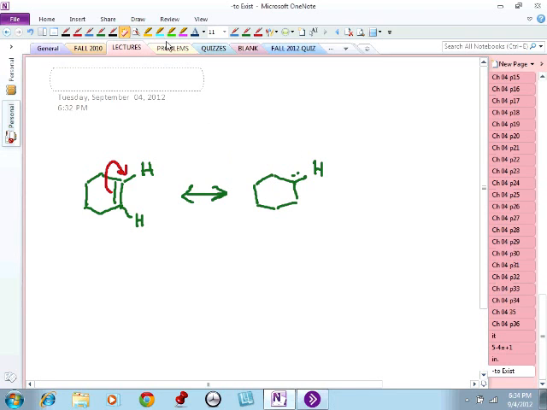So in this particular instance, what do we have? We move this pair of electrons to here. So now this carbon has a formal charge of -1. And therefore this carbon here has a formal charge of what? +1. These two structures here, we refer to as resonance structures.